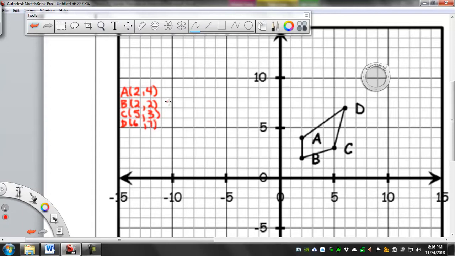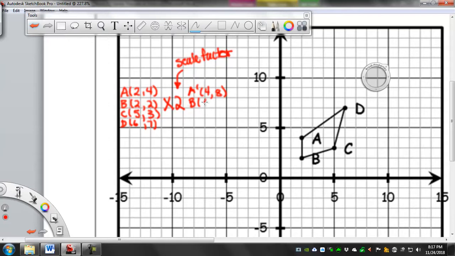And we're going to multiply all these ordered pairs by the scale factor of 2. That's our scale factor, and that will usually be given to you. So from here, 2 times 2 is 4. So A prime should be 4 and 8. It's almost like using the distributive property.